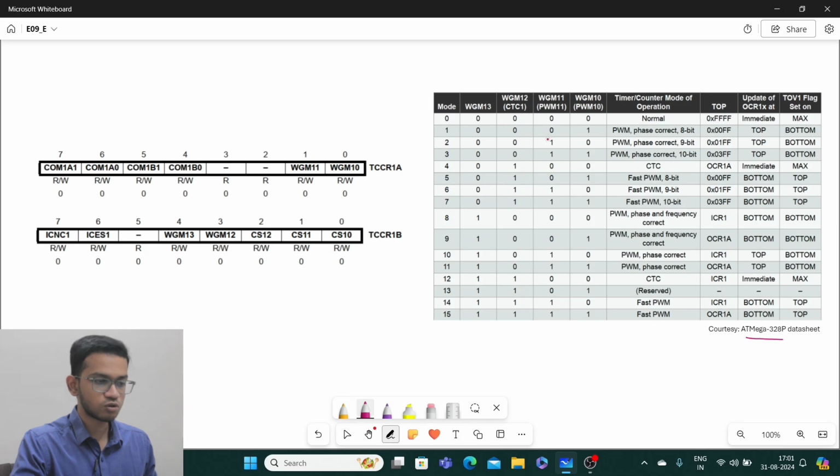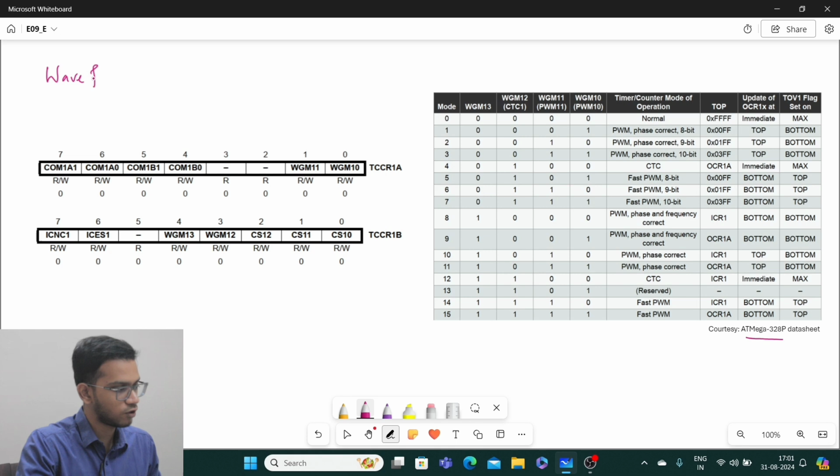If you are interested, you can go through all the ways. To just focus on the point of controlling a DC-DC converter using Arduino, I will directly tell you which mode we are going to use here. So first, what does WGM stand for? WGM stands for waveform generation mode.